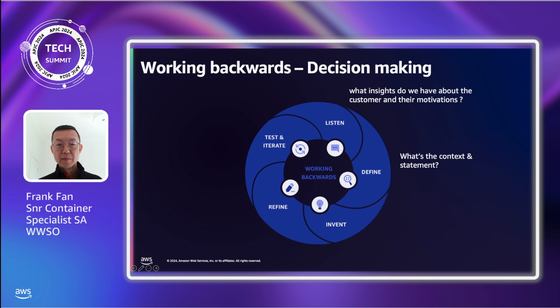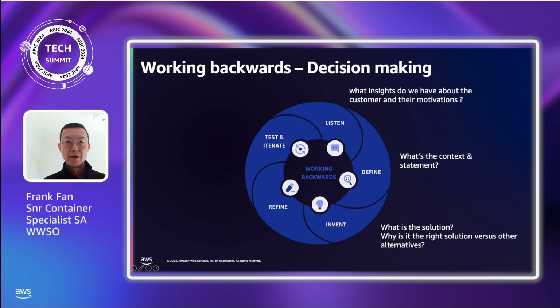Define. There are many areas you can work on, but it's essential to understand the context and clearly define the scope of the area where it has a big impact and you can add value. Invent. What solution would you propose to solve the problem just defined? Why is the right solution versus other alternatives?